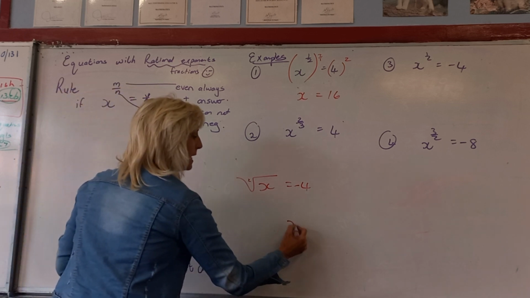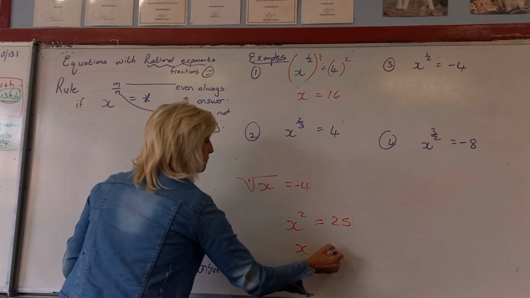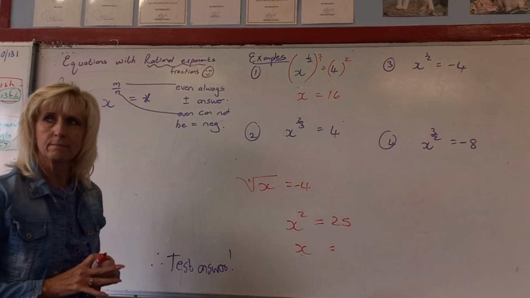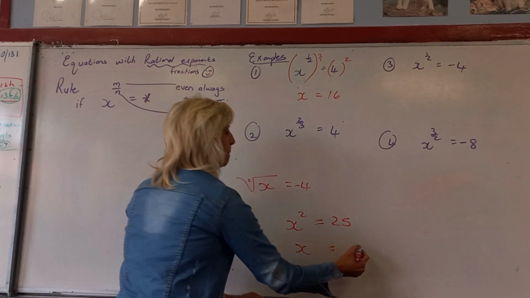Then the other thing that can happen is you've got something like x squared equal to 25. How would you solve that x? What would you do? Square root both sides. And the answer is? 5.